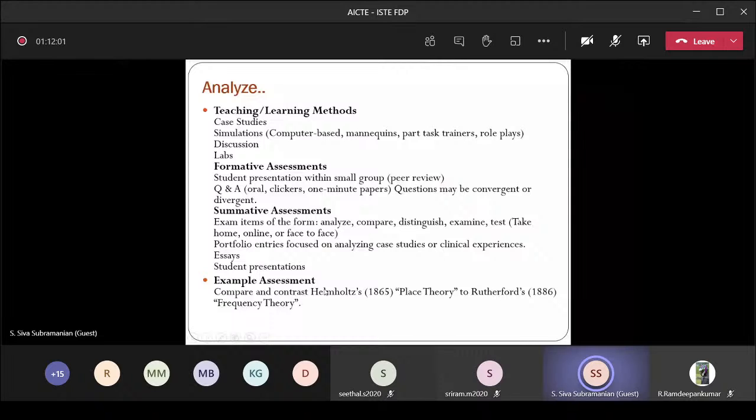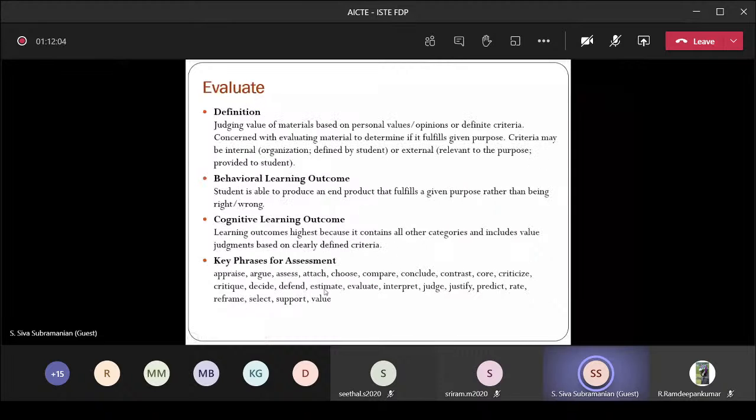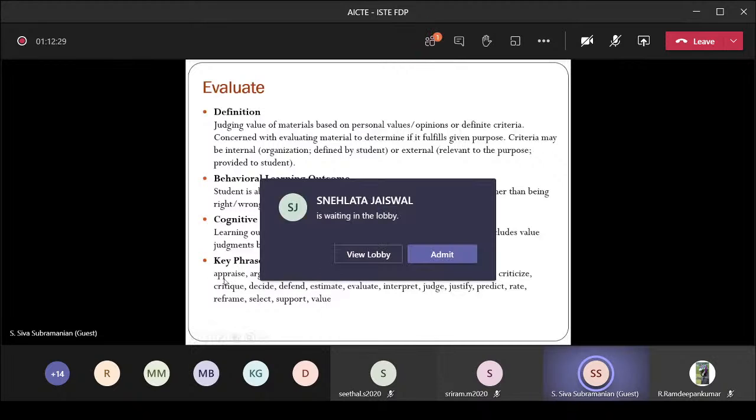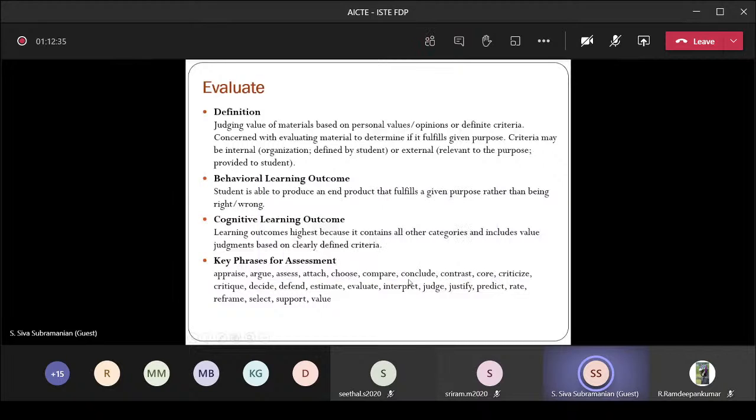Coming to the fifth one, evaluate: you judge the value of a material based on a personal value or opinions or different criteria. So when you do so, that's something like you are evaluating something, right? So here the student is able to produce an end product that fulfills a given process rather than being right or wrong. It is not a matter of right or wrong. Okay. And there the phrases, look at the phrases: appraise, argue, assess, choose, compare, conclude, contrast. Compare and contrast will come in both evaluate as well as analyze. Okay. But the subsequent part matters.